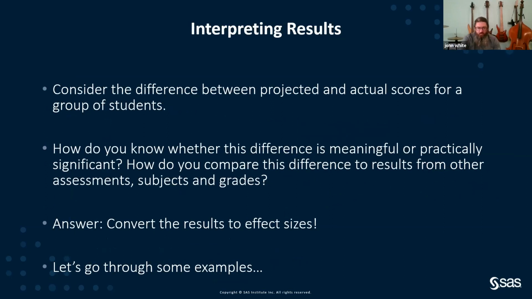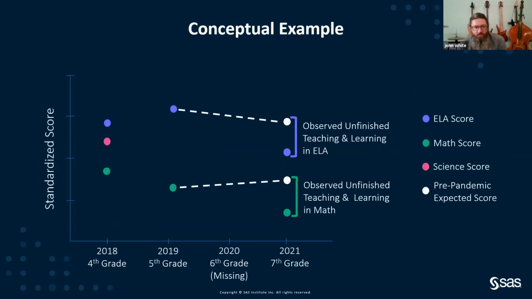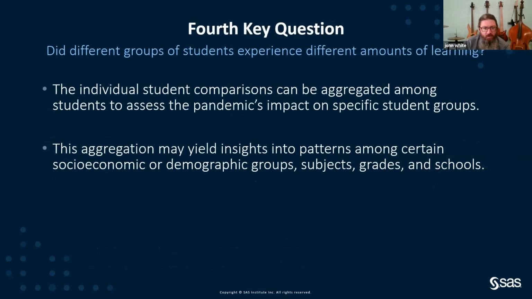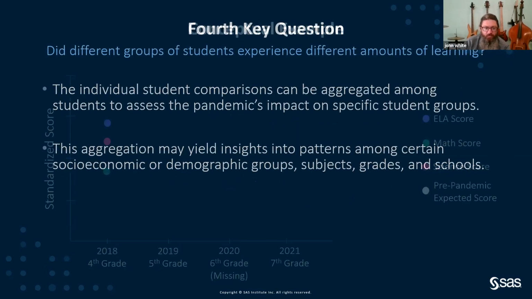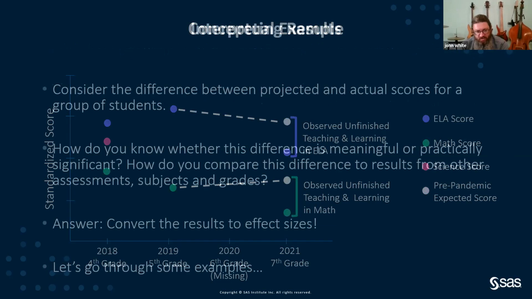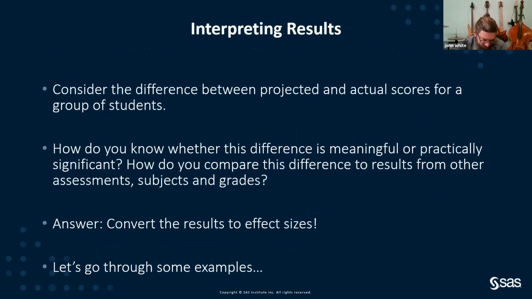So before we get into interpreting results, I want to back up and just make sure that we definitely have this clear. In the local assessment project, we really have to have 3 years of assessment data. We have the 18-19 school year, the 19-20 school year, and the 20-21 school year.